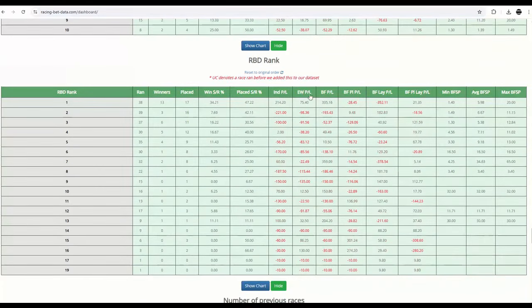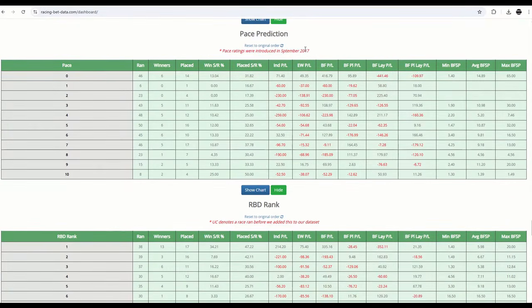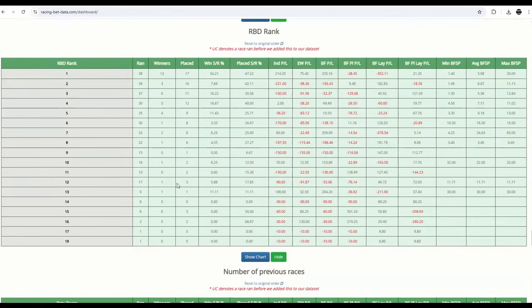We have the RBD rank. So again, this is something we introduced around 2020. If you see any UCs on these two, these are just simply where, in racing, we didn't have those ratings in place. So prior to 2017, prior to 2020, those will just be unclassified. But for yesterday, you can see our unique Betfair RBD rank. If you had followed all of our rank 1 horses yesterday, let's reset it, you would have returned a 33-point profit, only bettered by the rank 7 horses.